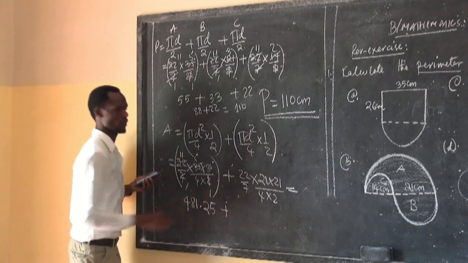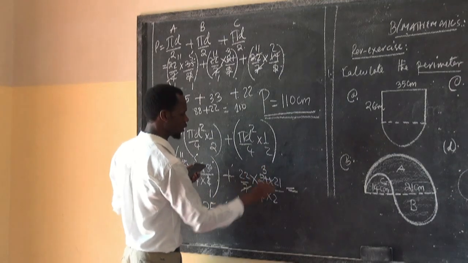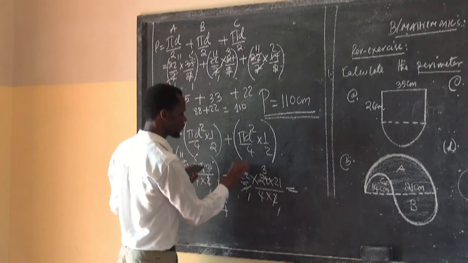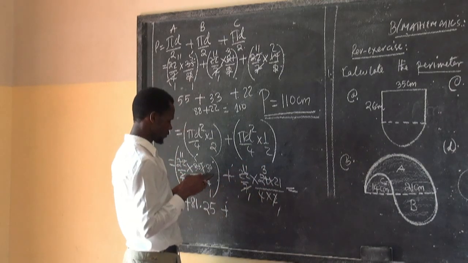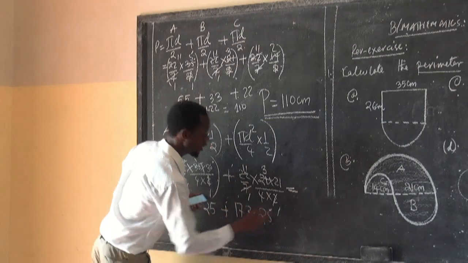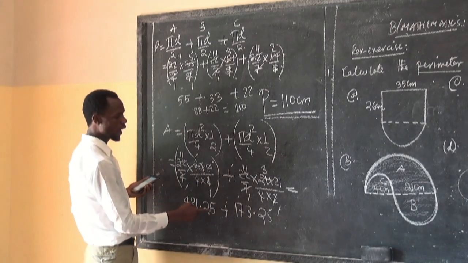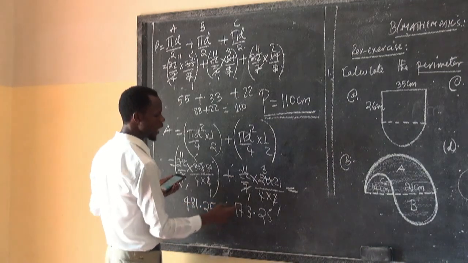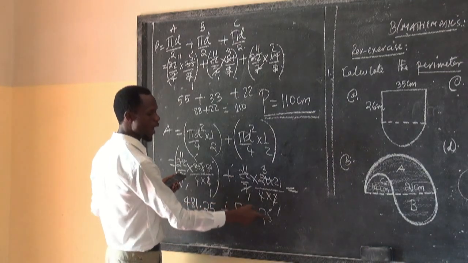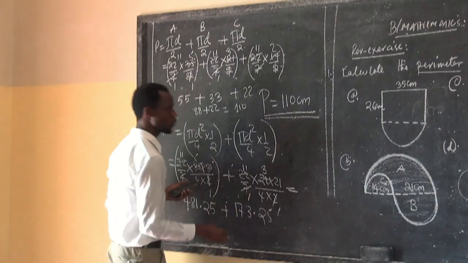Then plus. The same applies here. By 7, 1. By 7 here it is 3. Then 1 here it is 11. Then you have 173.25. Now after multiplying, you have 481.25, then plus 173.25. Now once you put them together, it is simple mathematics.